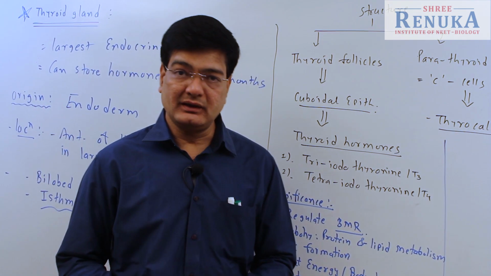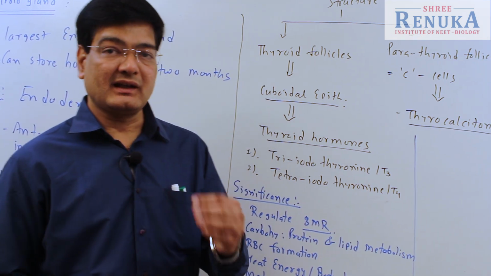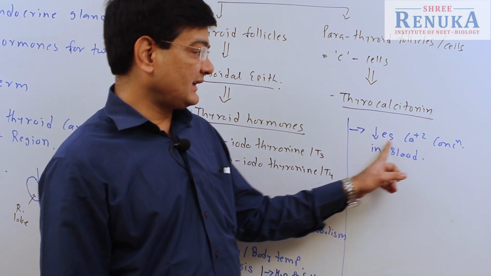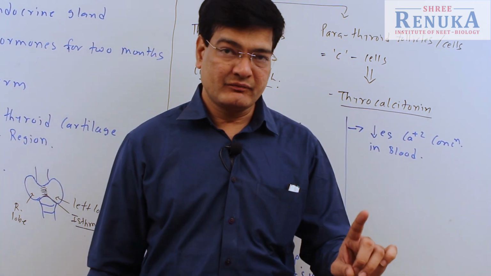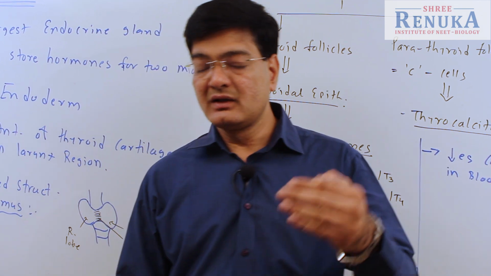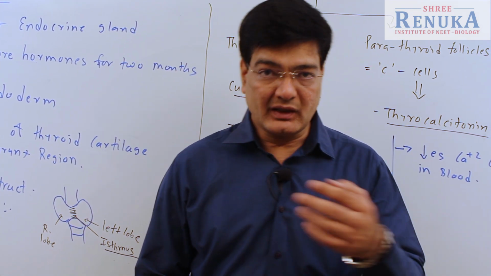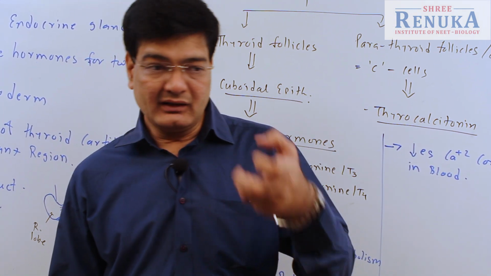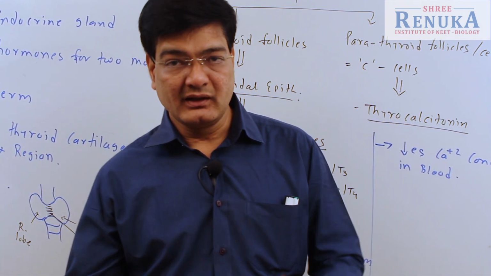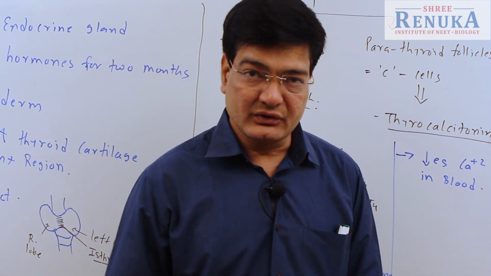Now, thyrocalcitonin, also called calcitonin hormone. Thyrocalcitonin is mainly concerned with decreasing calcium concentration in the blood. When calcium increases in the blood, this hormone induces bone forming cells to absorb calcium from the blood and deposit it on the bones. So calcium decreases in the blood and increases on the surface of the bones under the influence of thyrocalcitonin.